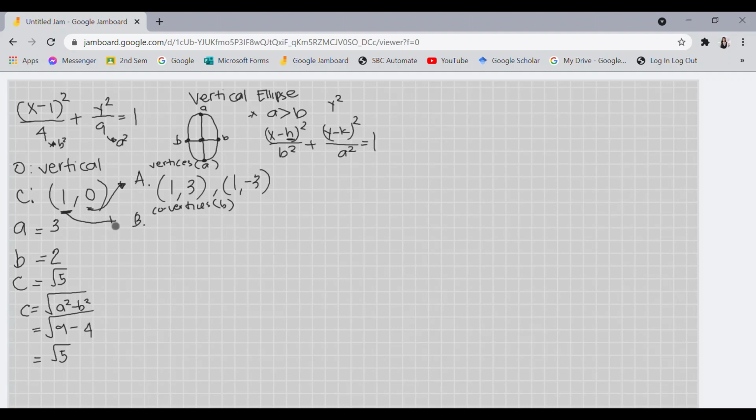So, we have here (1, 0) going to the right side. That gives us 1 plus 2. Kasi 2 units tayo pa right side. So, that is equal to 3, 0. Copy the y coordinate.